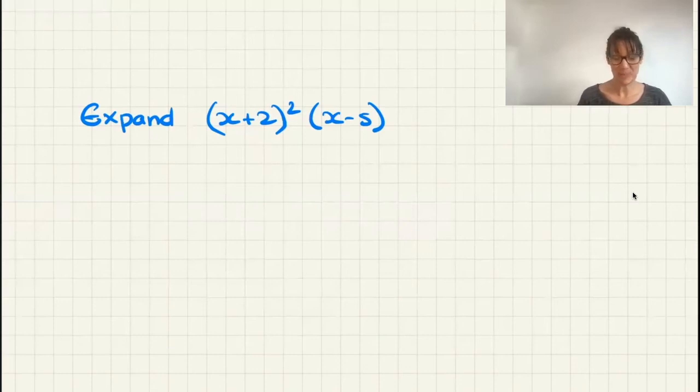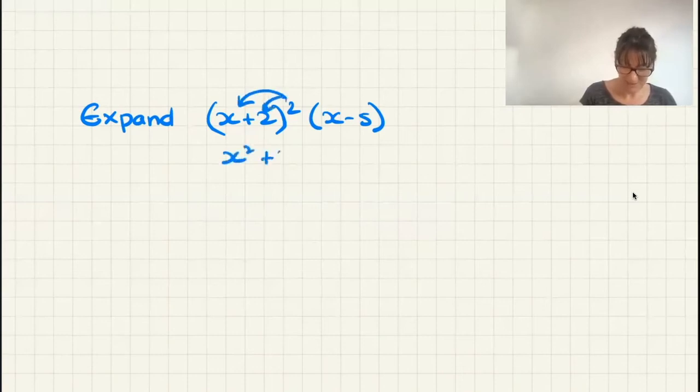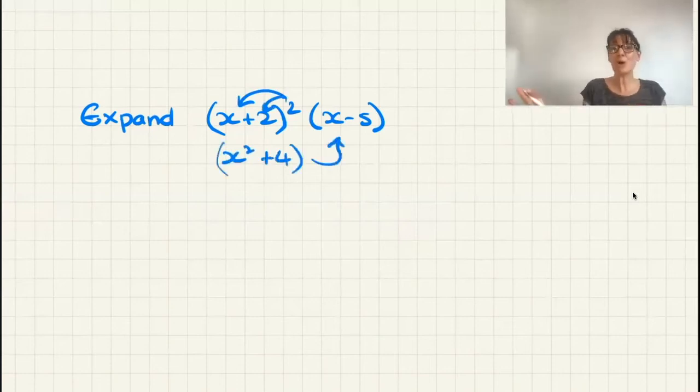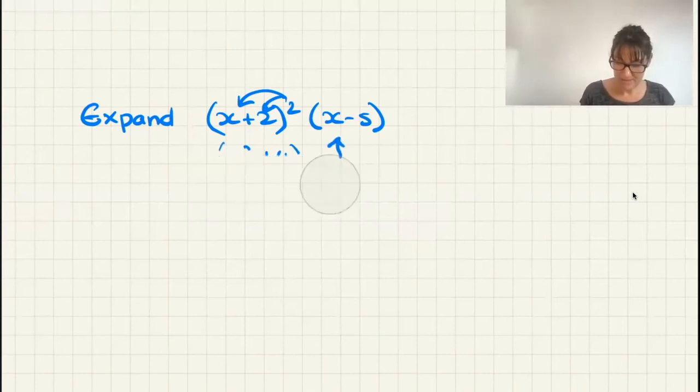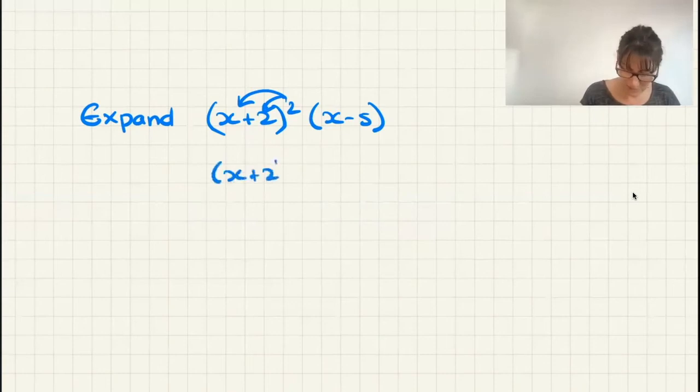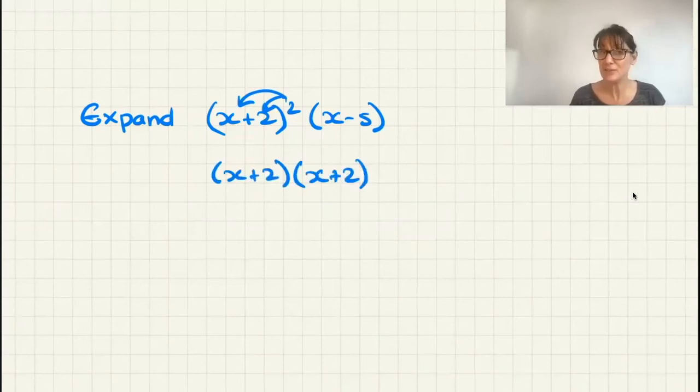Okay, so I hope nobody did this. X to the power of 2 is x squared, and 2 to the power of 2 is 4, and then times that with that, because that would be wrong. Remember, really important, that the x plus 2 squared means x plus 2 times x plus 2. They are highly likely to do this to you. They are trying to catch you out. You've got to not let them, okay?